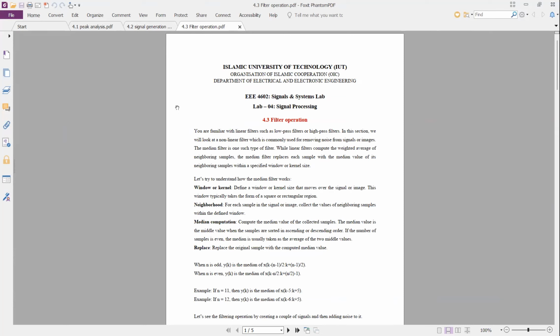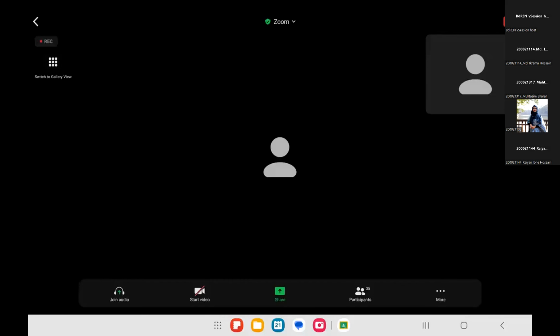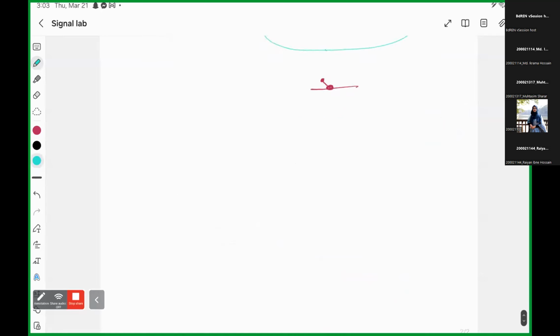Now you see, this one I first thought of doing in the image domain. I didn't do it because I'm not sure how much knowledge you have.